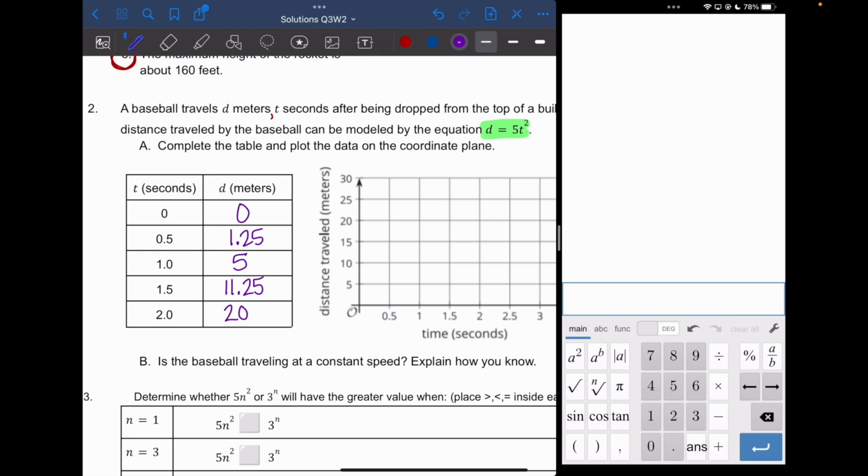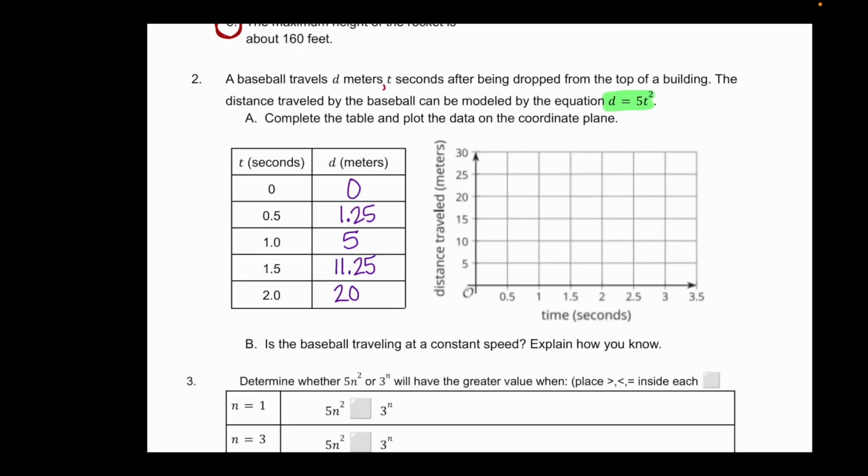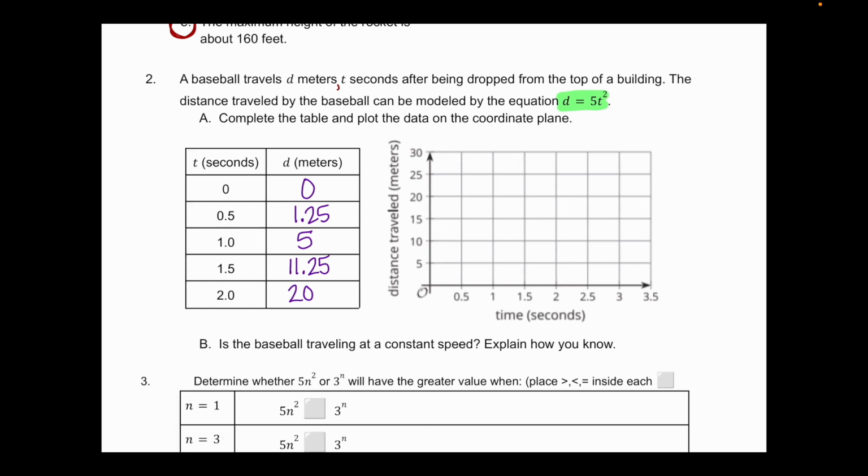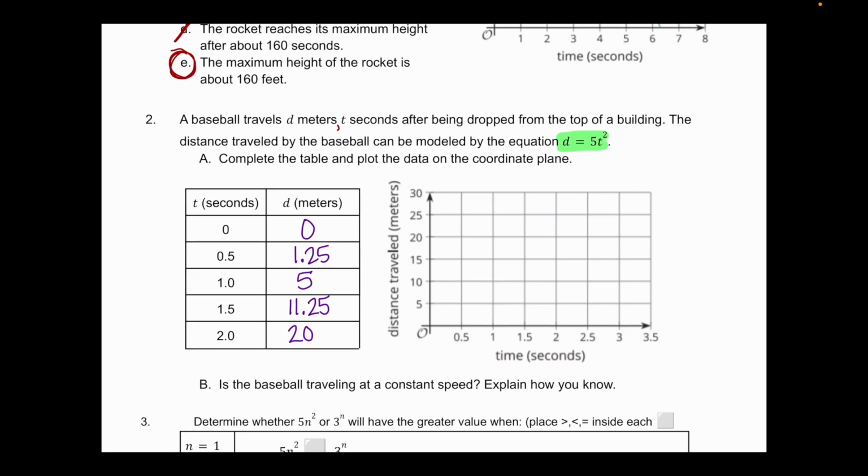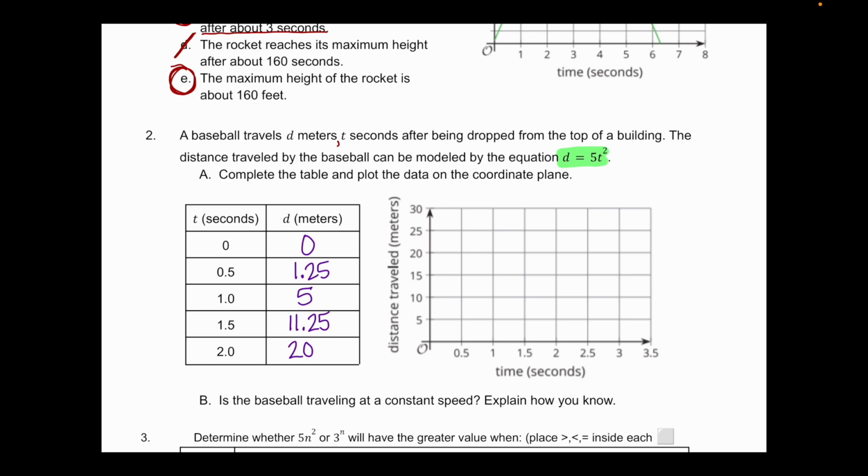Okay, so let's clear that. We're going to go back to full screen here, and we will look at just our page here. So let's actually graph these, because it says complete the table. We did that, but it says and plot the data. So we're going to plot the data.